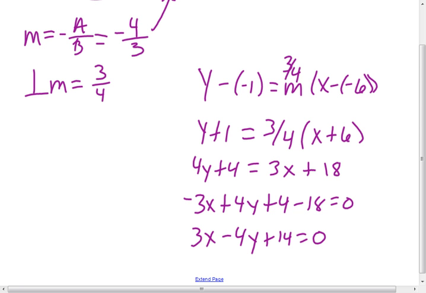So now we've written the equation of that other line that's perpendicular to the line that you see on the screen.